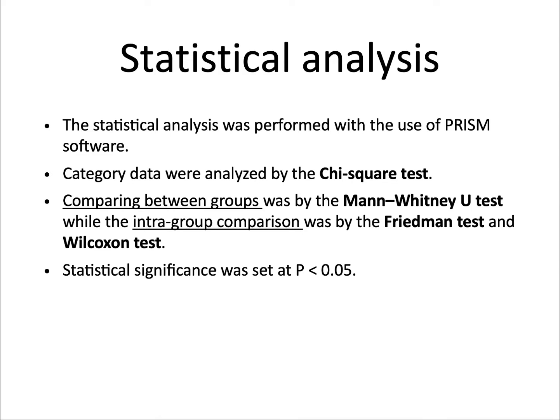The comparison between the groups used the Mann-Whitney test, and the intragroup comparison used the Friedman test and Wilcoxon test. Categorical data was analyzed by chi-square test.